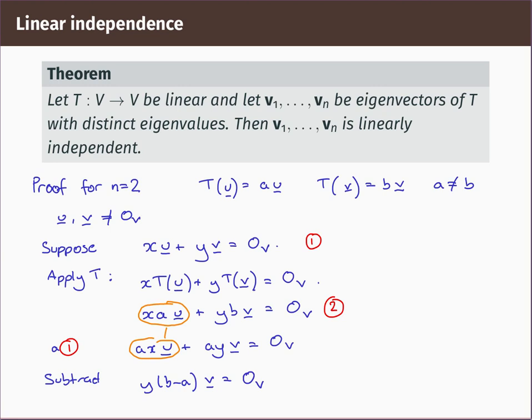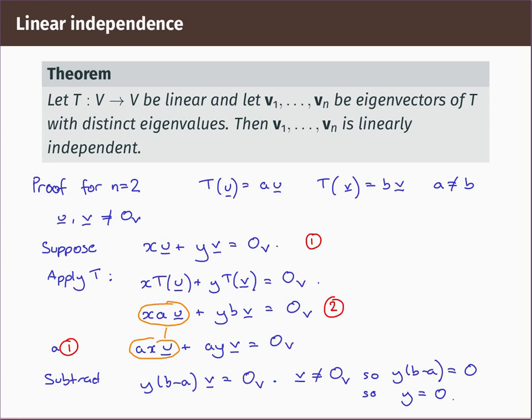Okay, what have you got there? You've got a scalar multiple of a non-zero vector v. v is non-zero because it's supposed to be an eigenvector. You've got a scalar multiple of a non-zero vector which is equal to the zero vector. So because v is not the zero vector, it must be that y times b minus a is the scalar 0. Alright, but b minus a is not 0. Remember, we're assuming that a is not equal to b because we're talking about eigenvectors with distinct eigenvalues. So because b minus a is not 0, I've got y equal to 0.